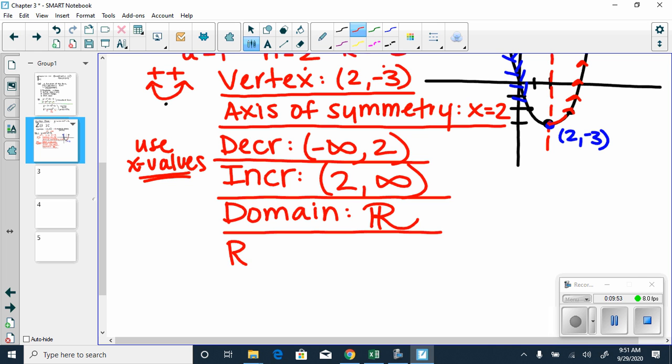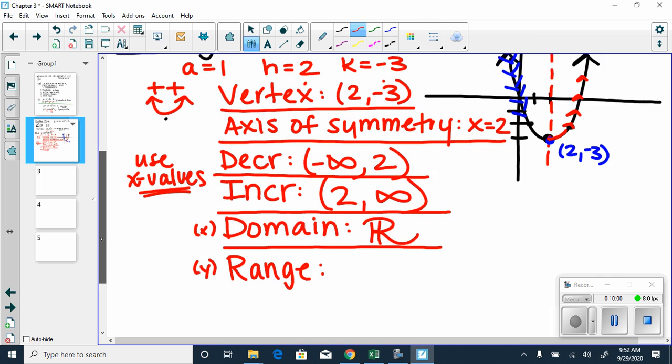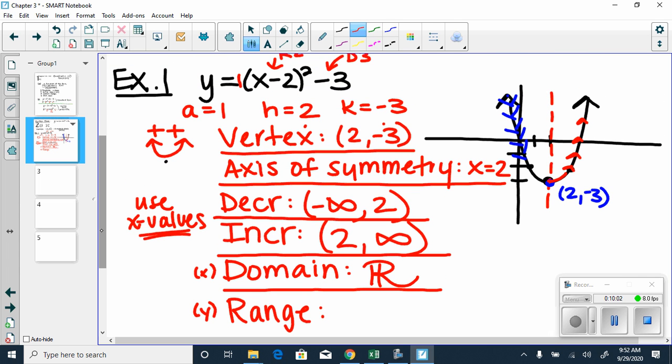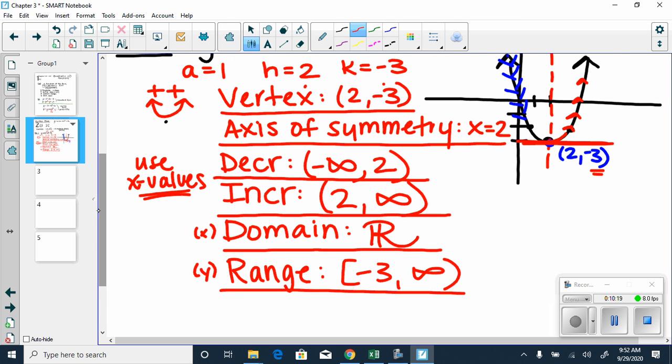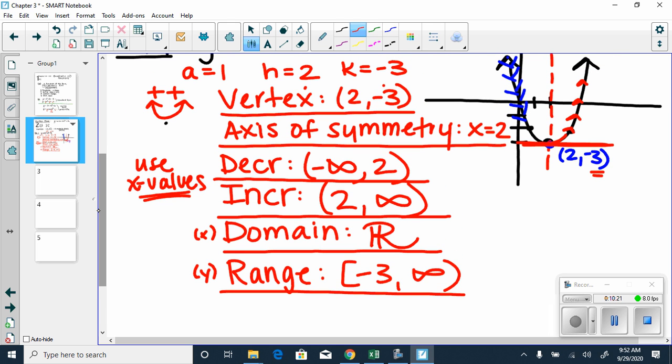As far as the range, when you look at the range, you have to remember to look at the y values. So the range would go from the bottom to the top. So how low does this parabola go? Remember, now we need to use y values. So that parabola starts at -3, and it goes the whole way to infinity. So the range would be -3 to infinity on that. And that is the 6 things that you will have to be able to find from these graphs.